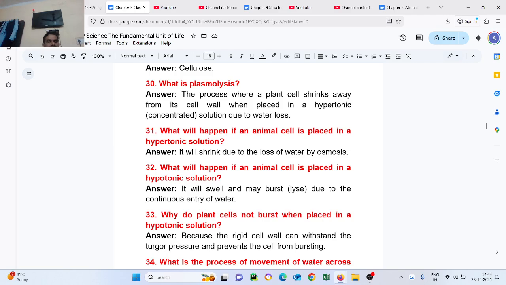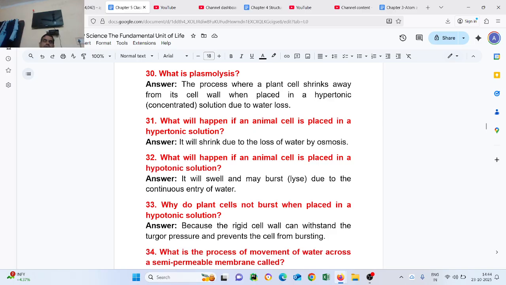Question number 32. What will happen if an animal cell is placed in a hypotonic solution? Answer. It will swell and may burst, or lyse, due to the continuous entry of water.